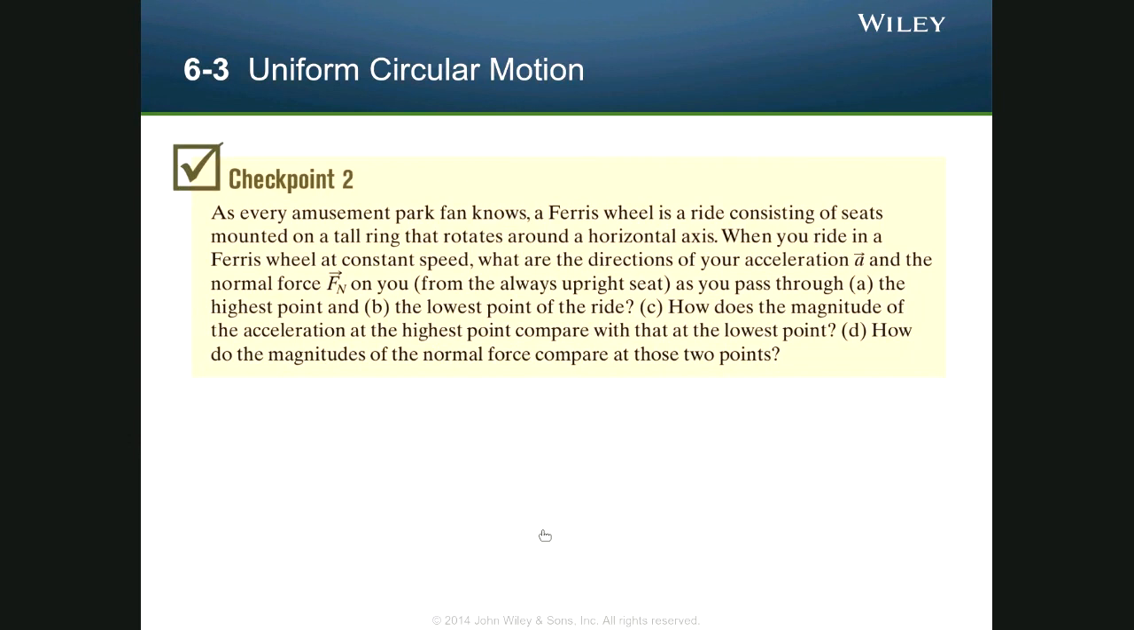Okay. So I hope you looked at pictures of the Ferris wheel. If you did not find one or didn't know what it looked like, basically we can think of it in terms of the shape of a circle. And so you would go around and you'd be sitting upright at each point in the circle.